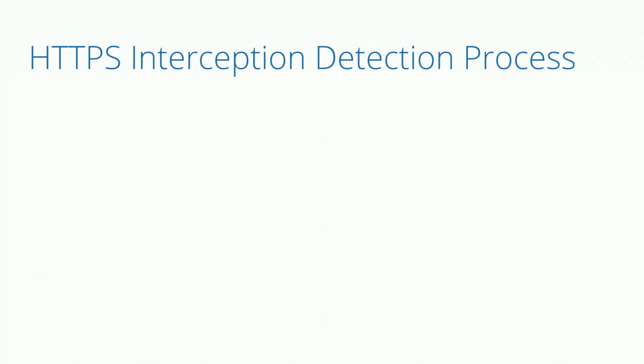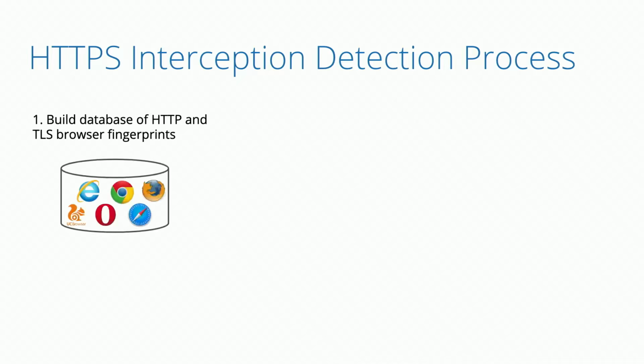Now that we know how TLS fingerprinting works, we can get to the HTTPS interception detection process. The first step is to construct a database of known browser fingerprints. These can be constructed manually by operating both a client and a server, and then logging the connection parameters, including the HTTP user agent and the TLS fingerprint.